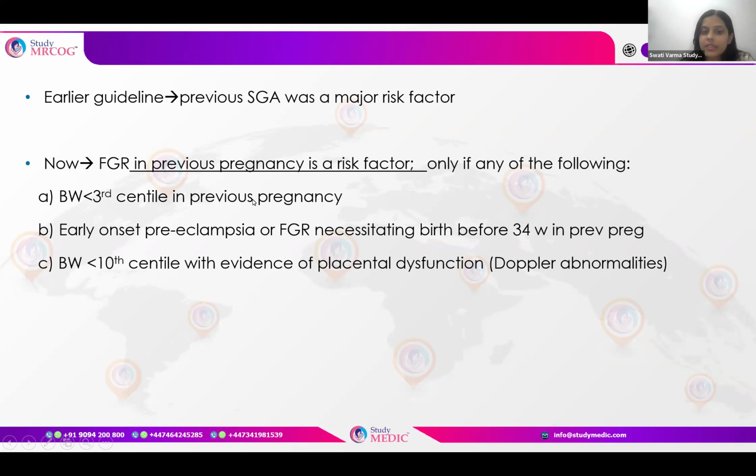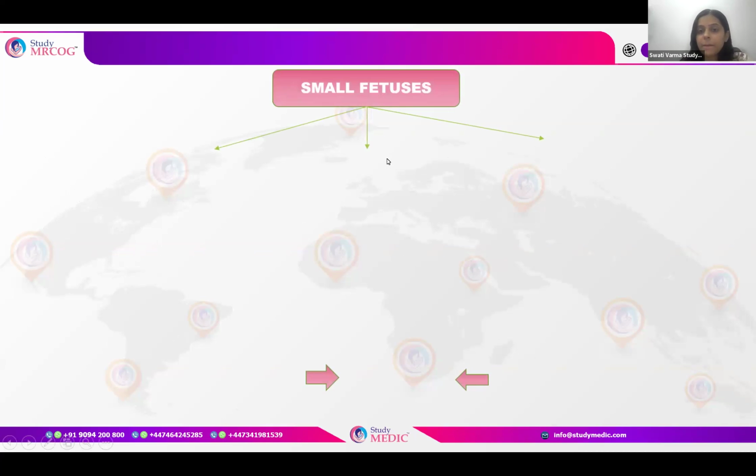So this is clear-cut FGR. Any birth weight less than 3rd centile, or birth weight less than 10th centile with placental dysfunction, are again the criteria which are necessary to define FGR. In a previous pregnancy, if there, then it is a risk factor. Again, I'll be talking about this further in detail.